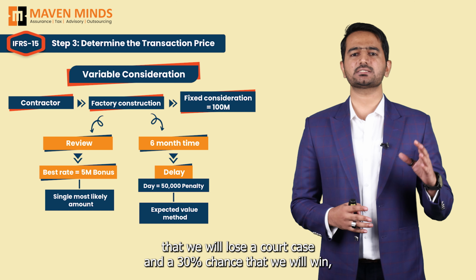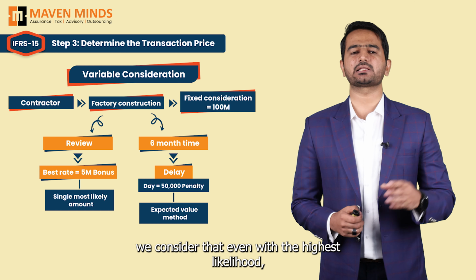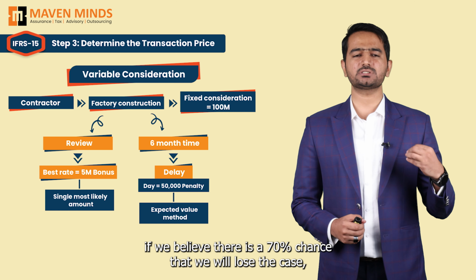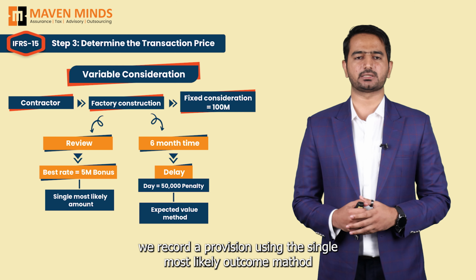and a 30% chance that we will win, we consider the event with the highest likelihood. If we believe there is a 70% chance that we will lose the case, we record a provision using the single most likely outcome method.